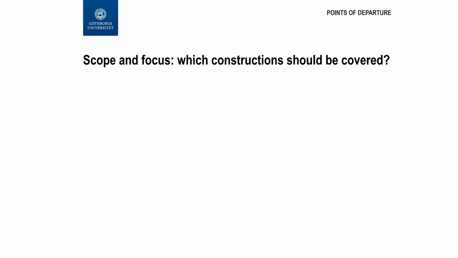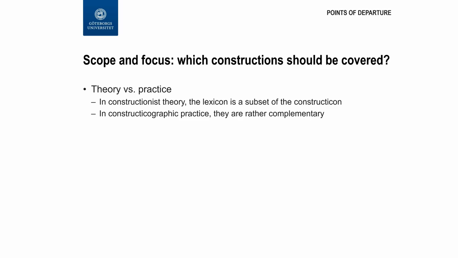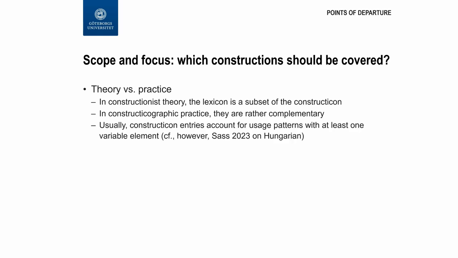Okay. Then what constructions should we include? In theory, if the ConstructiCon is the whole language, then the lexicon is a subset of the ConstructiCon. In actual practice, they're usually treated as complementary, because if you have good dictionaries for the language, that's not where we should focus our efforts, but rather cover what's not really covered by the dictionary. That means that most construction entries account for patterns that have at least one variable element. If it's all fixed, then the dictionary can take care of it.